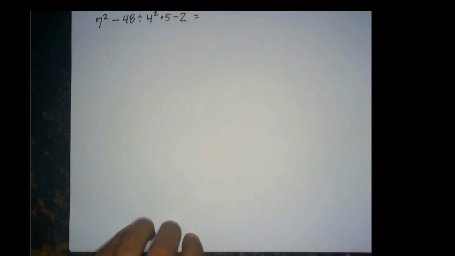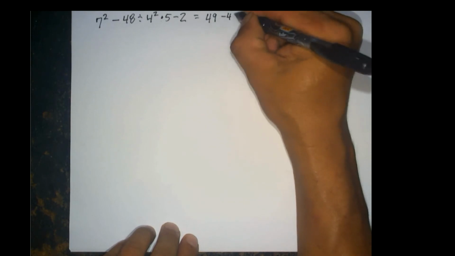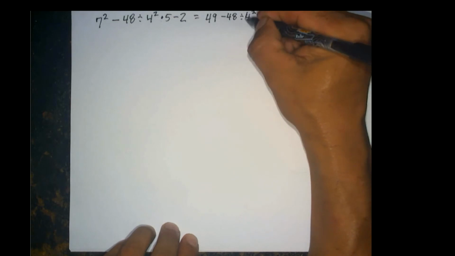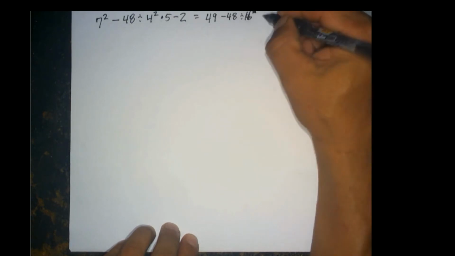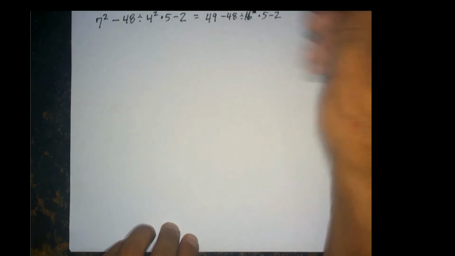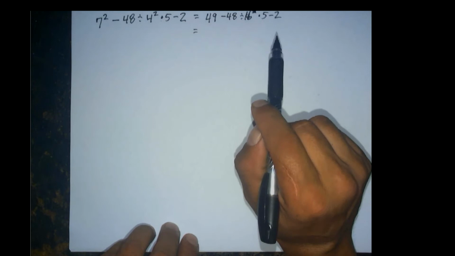So, I'm going to go through and do all the exponents first. 7 squared is 49 minus 48 divided by 4 squared. Oh, 4 squared is 16, times 5 minus 2. It's a whole lot easier if you do it underneath, but we can do that on this one. Okay, so now we go from multiply or divide.